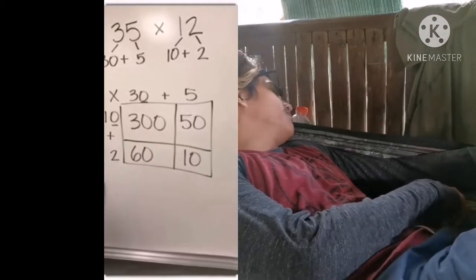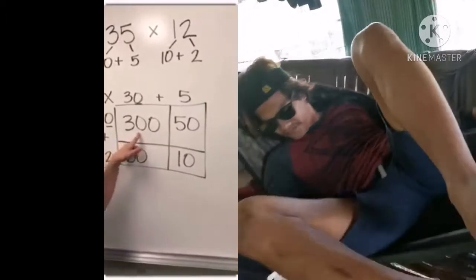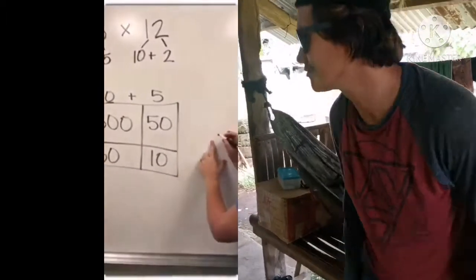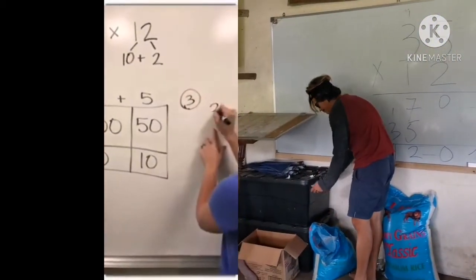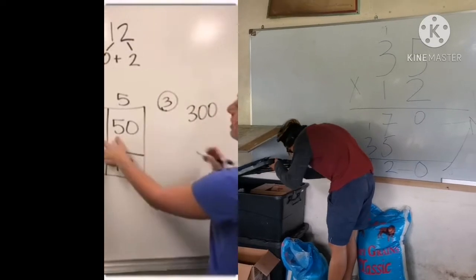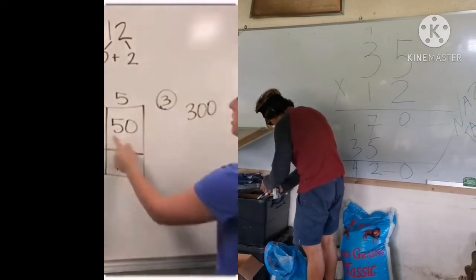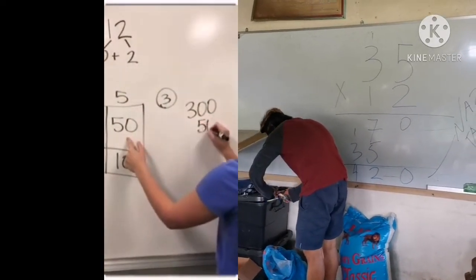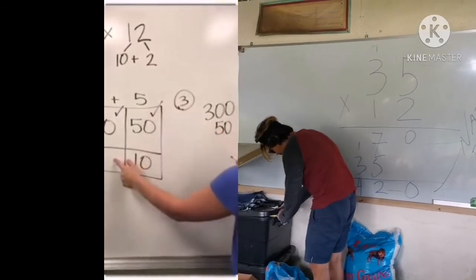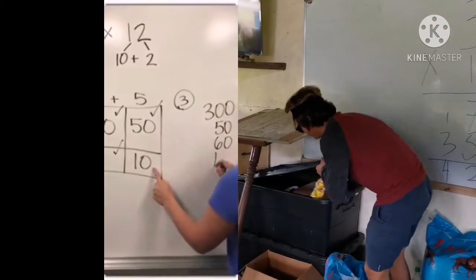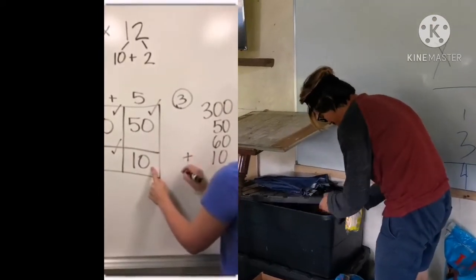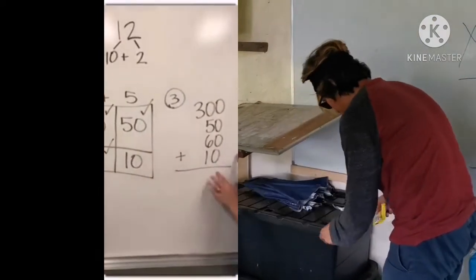Now all I have to do is add them up. So over here I'm going to add 300, and I like to check them off as I go, 50, 60, and 10. Make sure you line up your places too.